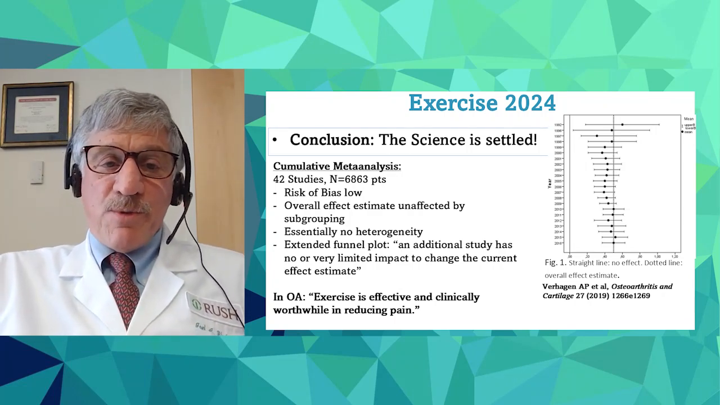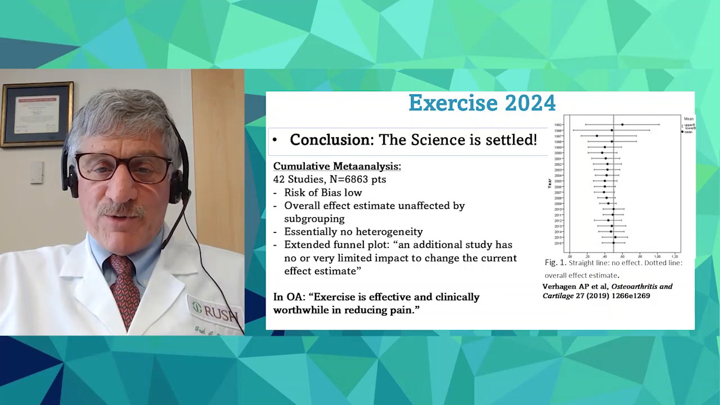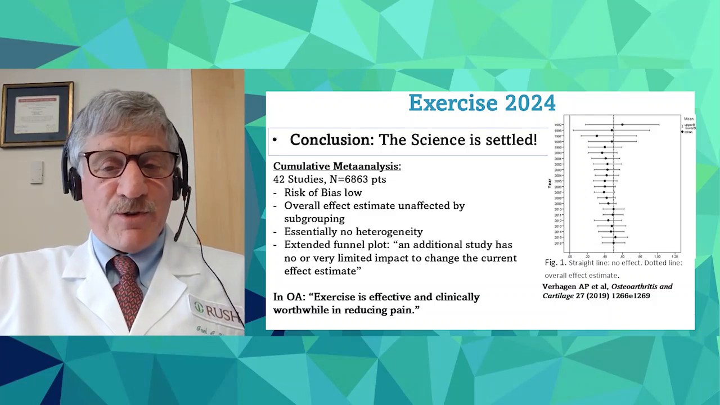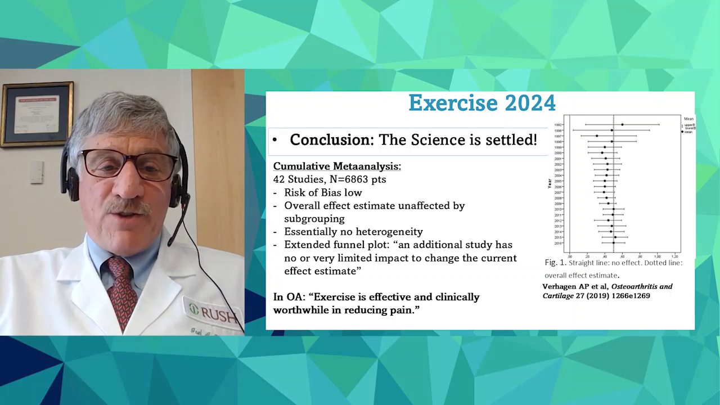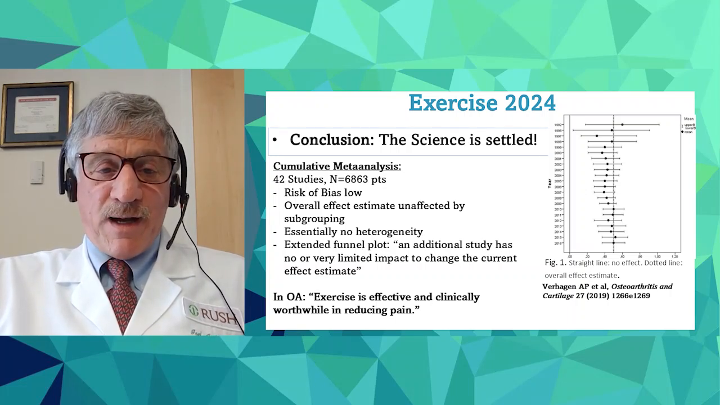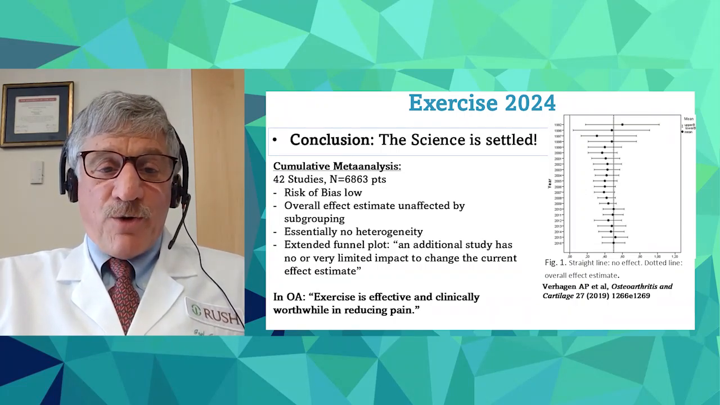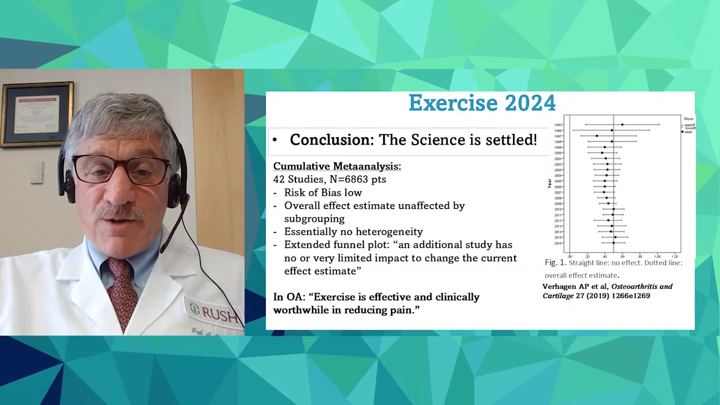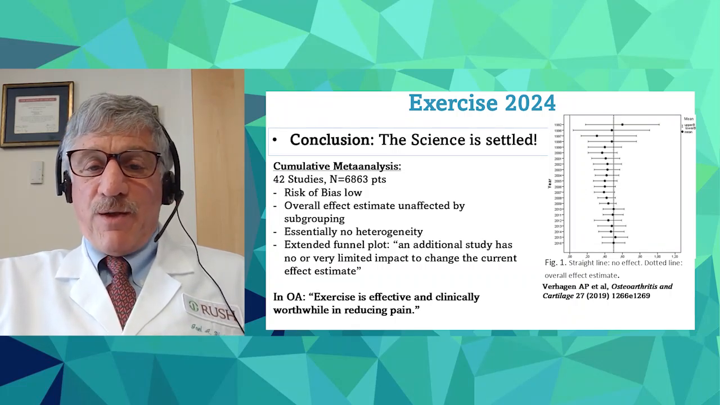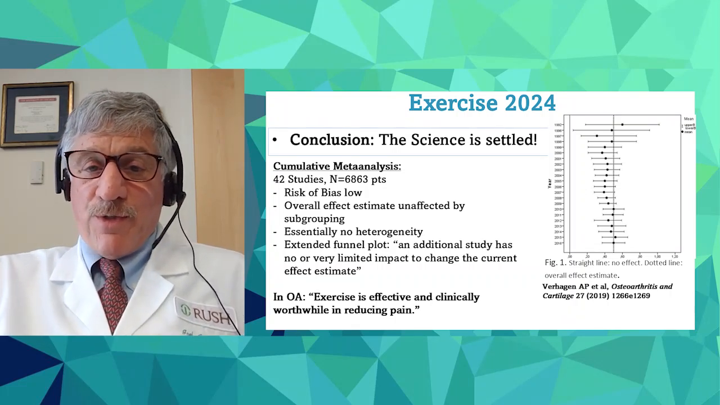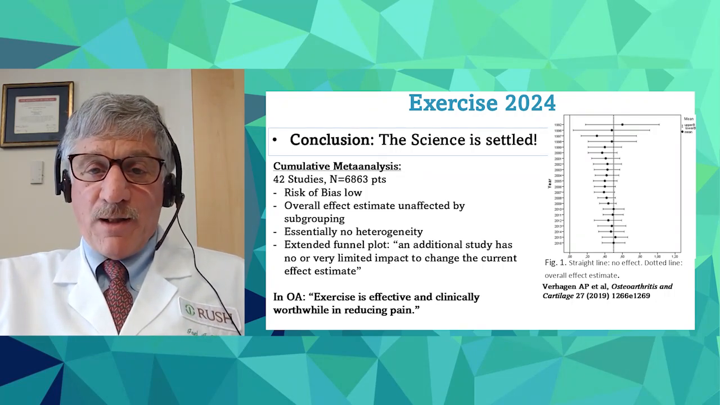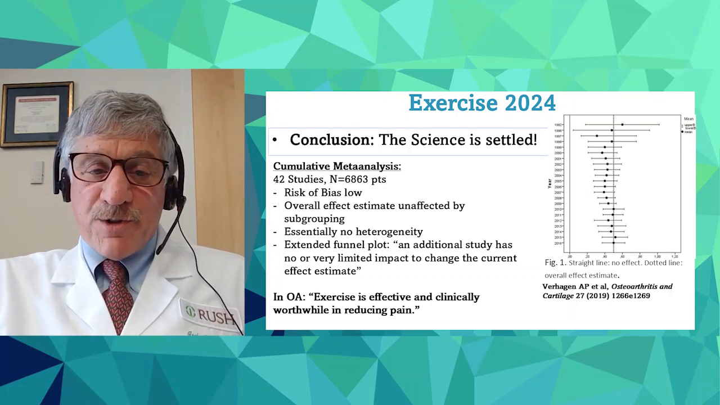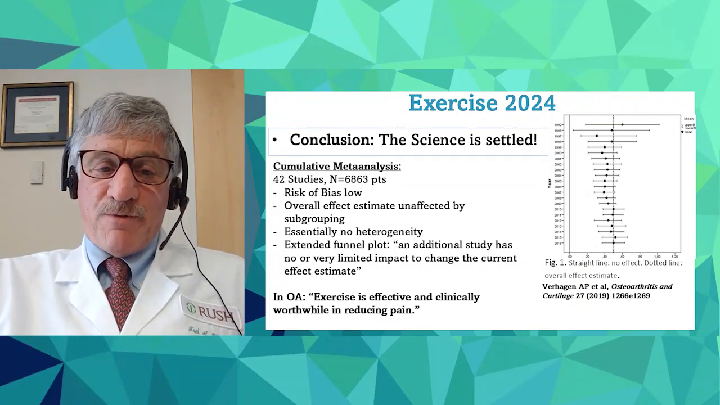If you look at a cumulative meta-analysis published while I was the editor of Osteoarthritis and Cartilage a few years ago, they looked at almost 7,000 patients, 42 studies with very low bias and essentially no heterogeneity, and the extended funnel plot revealed that the findings were so consistent that, if you look, the vertical line far to the left is no effect at all, and every study shows a significant effect. So exercise is clearly effective and clinically worthwhile in reducing pain.